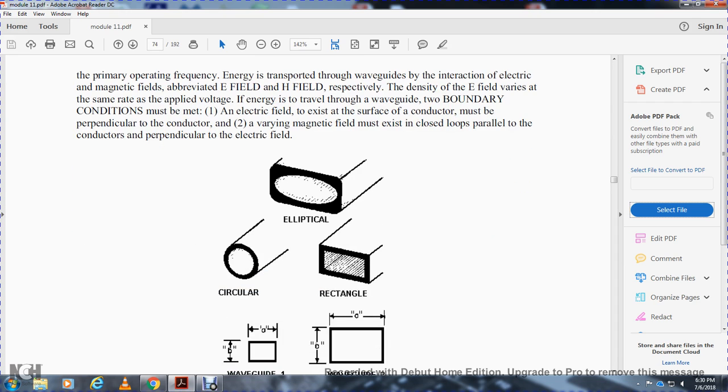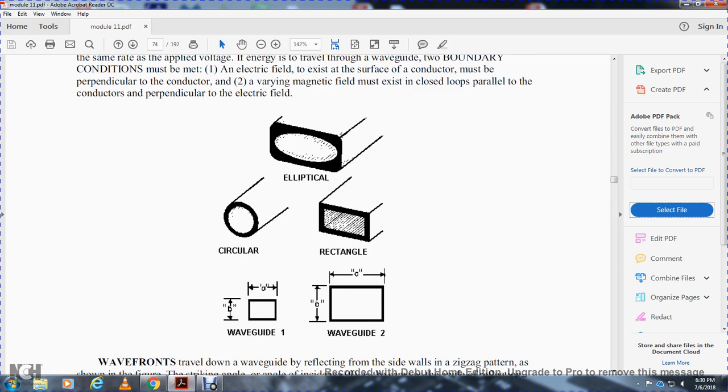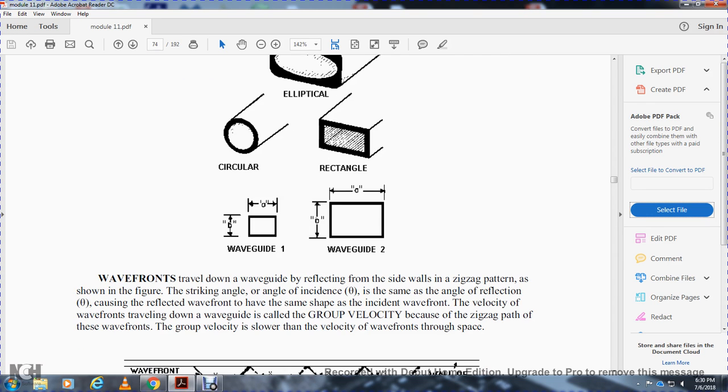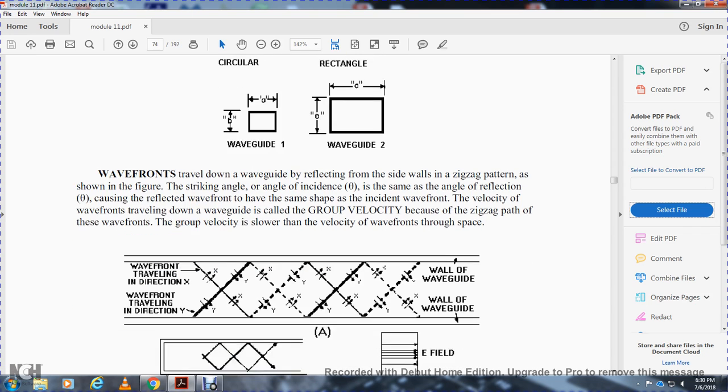Cylindrical and rectangular waveguides, A and B, are shown. The wavefronts travel down the waveguide, reflecting from the sides in a zigzag pattern as shown in the figure. The angle of incidence is the same as the angle of reflection. The reflected wavefront has the same shape as the incident wavefront. The velocity of the wavefront traveling down the waveguide is called group velocity, because of the zigzag path of the wavefront. The group velocity is slower than the velocity of the wavefront through space.